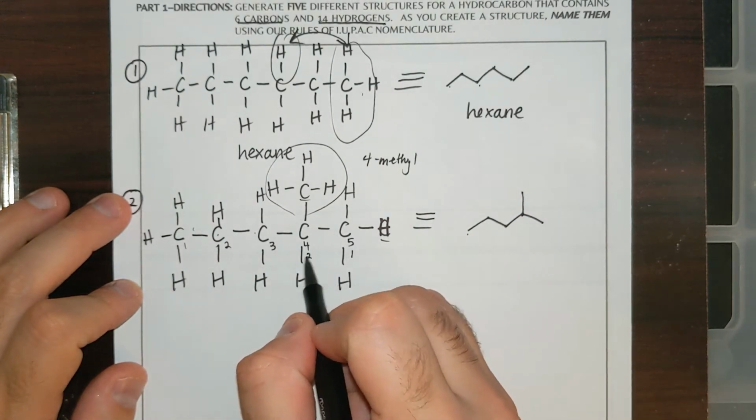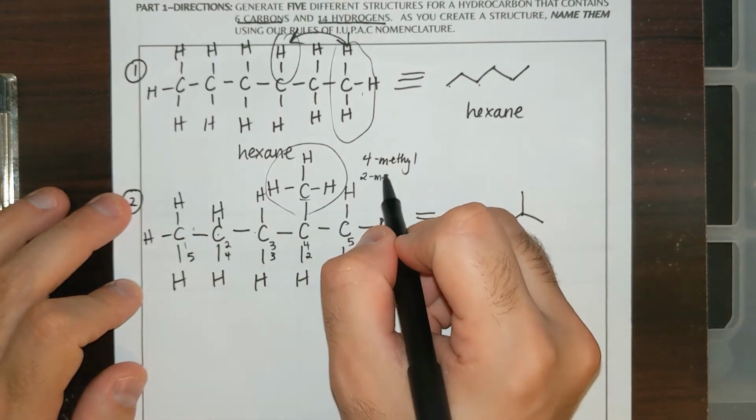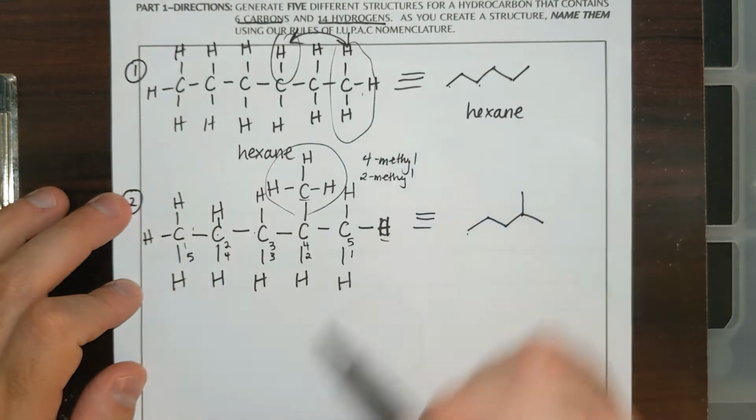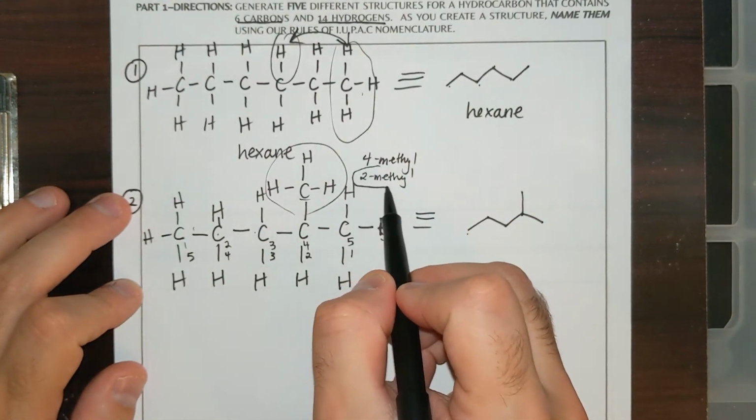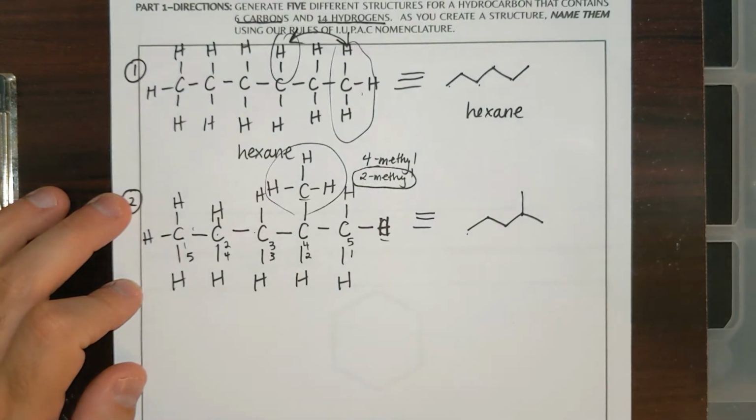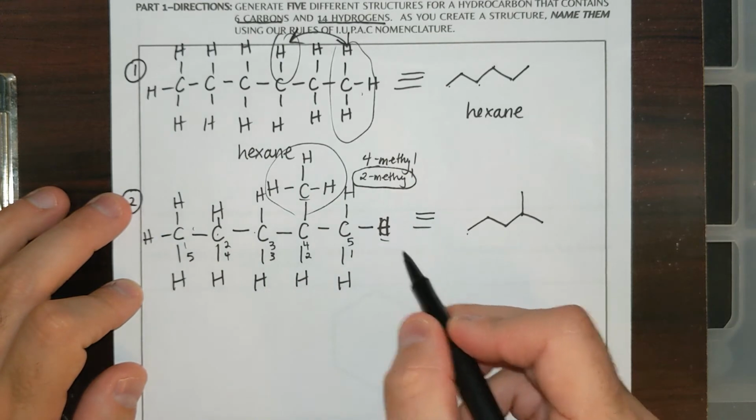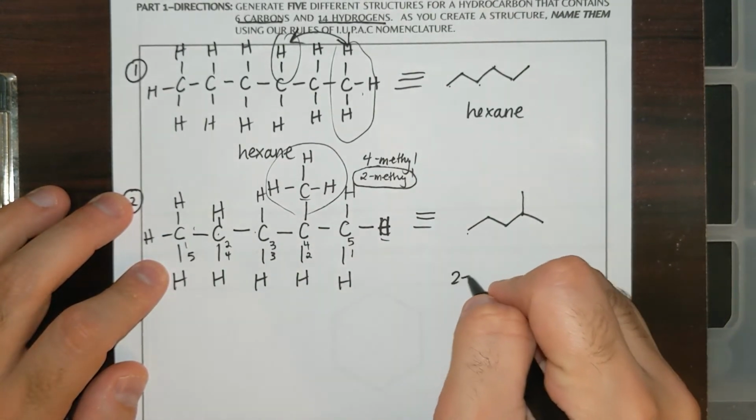So I could do 1, 2, 3, 4, 5. And this can also be 2-methyl. Which do I choose, 4-methyl or 2-methyl? You should remember that we choose the lowest number for our substituent. So this is going to be 2-methyl. 5-carbon chain, all single bonds. That gets pentane. My parent name is pentane, and this is 2-methyl.